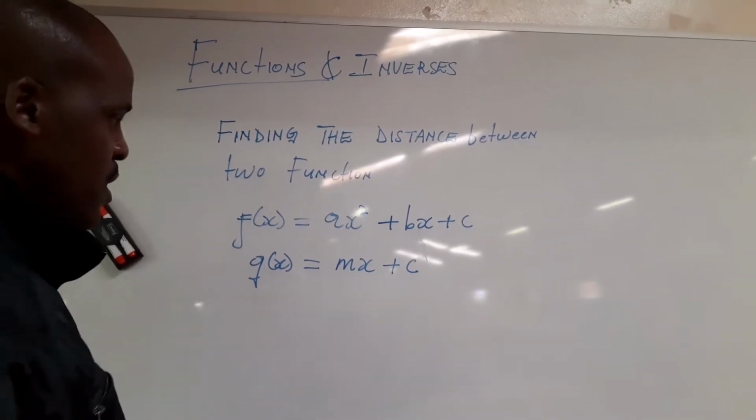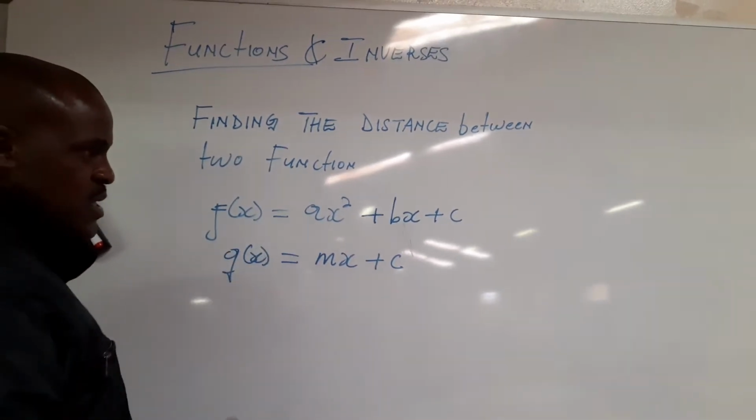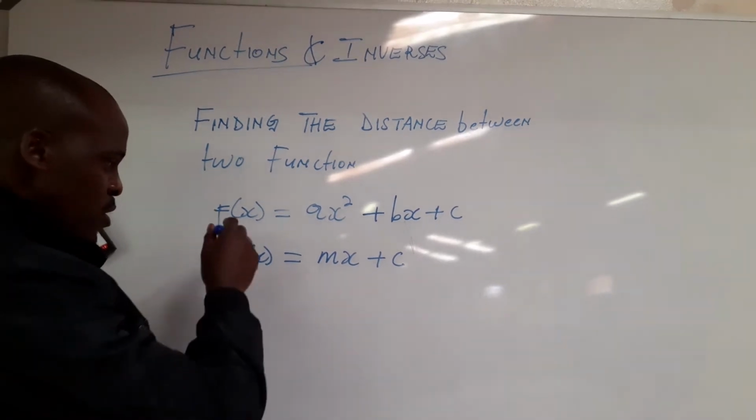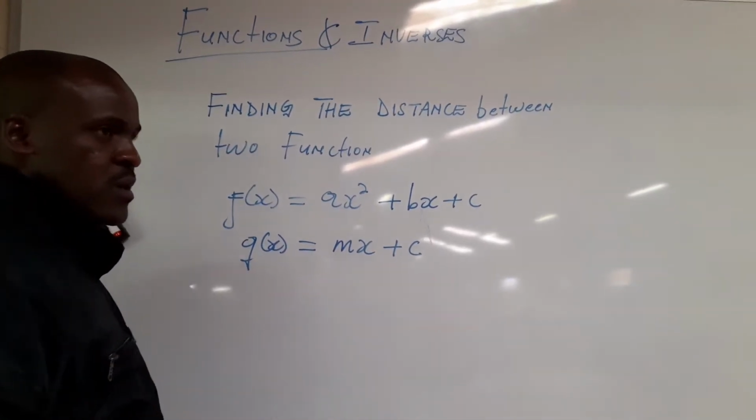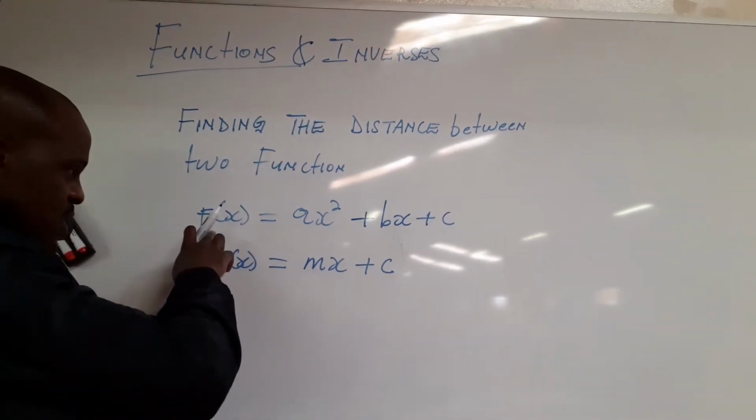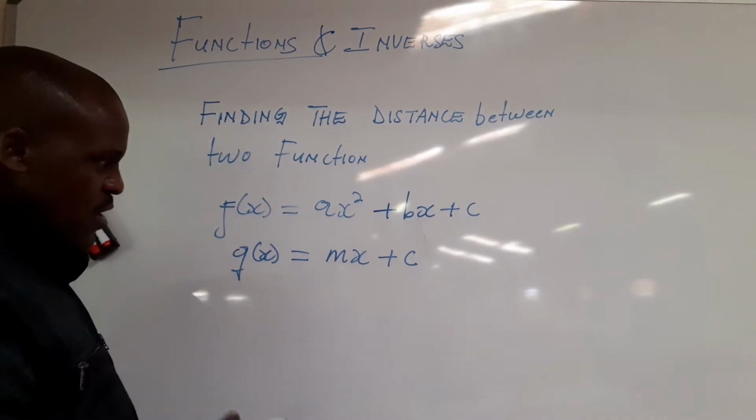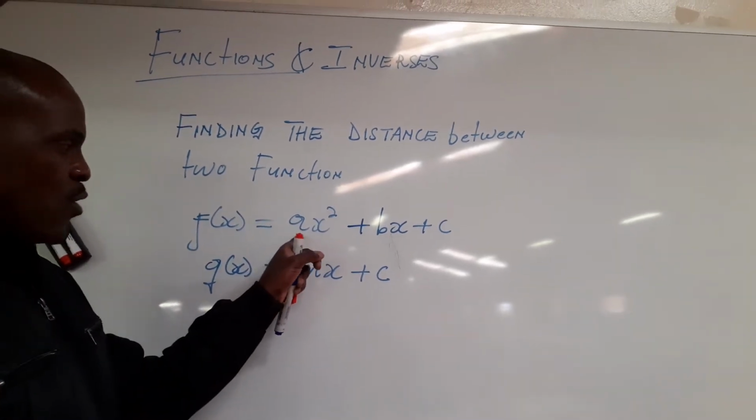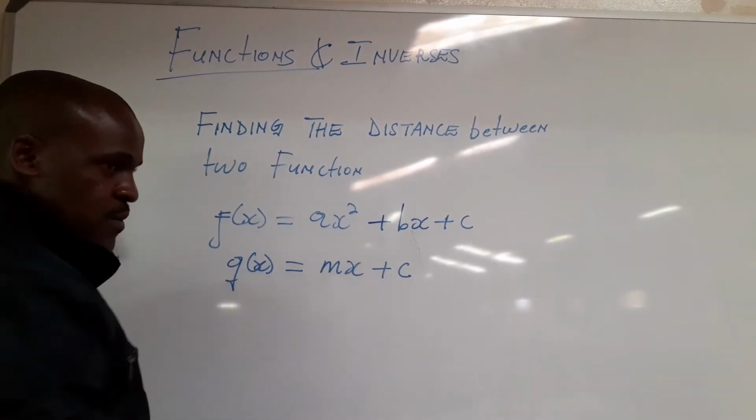Right. Let's say you are to find the distance between the two functions. In order to find the distance here, remember that the distance is a difference between two points. We've got point F and point G. We are to find the distance between point F and point G. In other words, we are going to say F minus G.